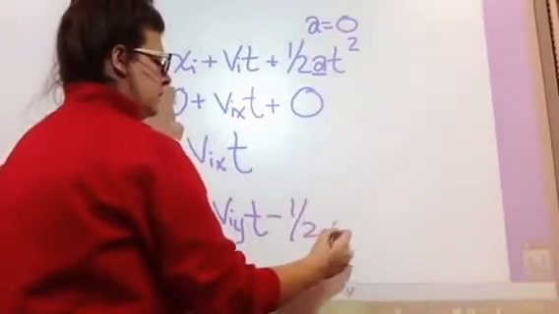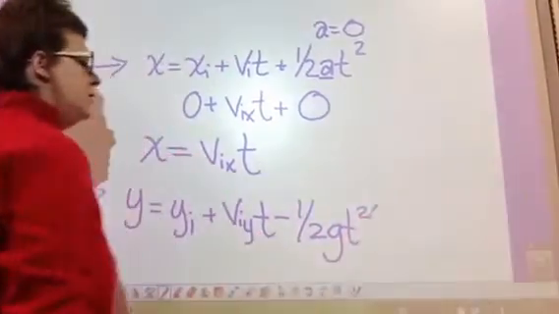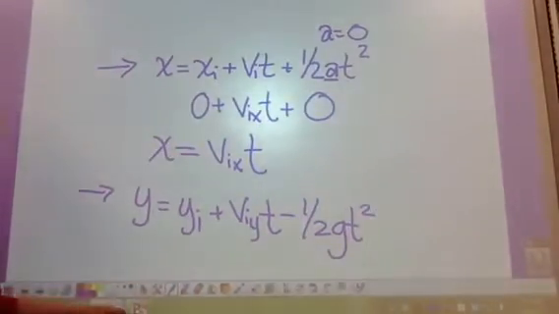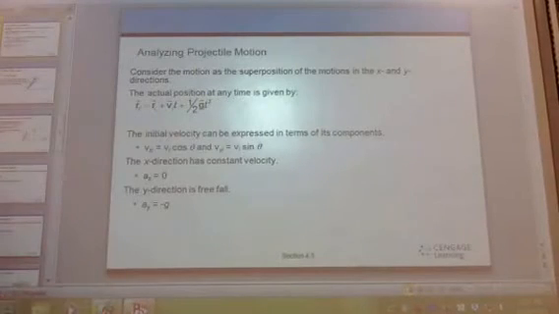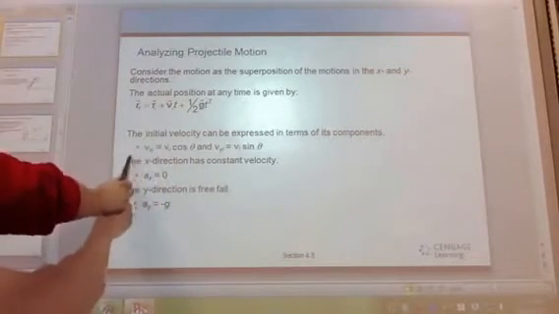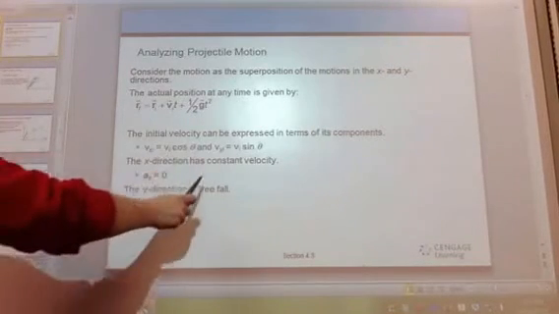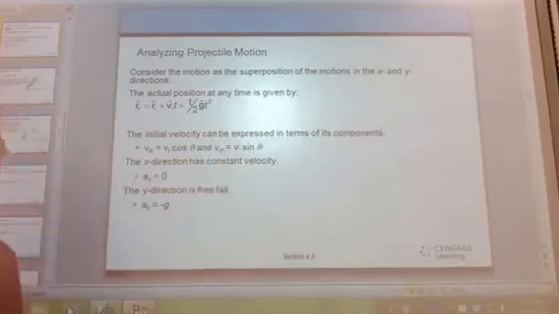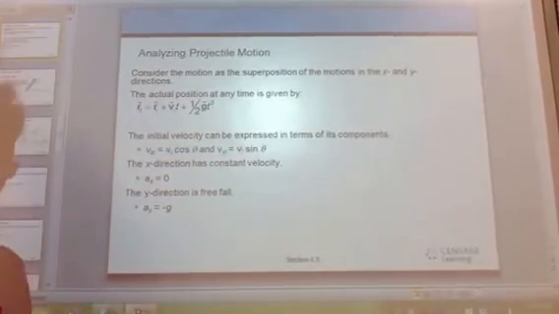That'll be minus 1/2 g t squared. Okay, initial velocity can be expressed in terms of its components. So we can say that I know that my initial x velocity is going to be that velocity times cosine. My initial y velocity is always going to be that velocity times sine.